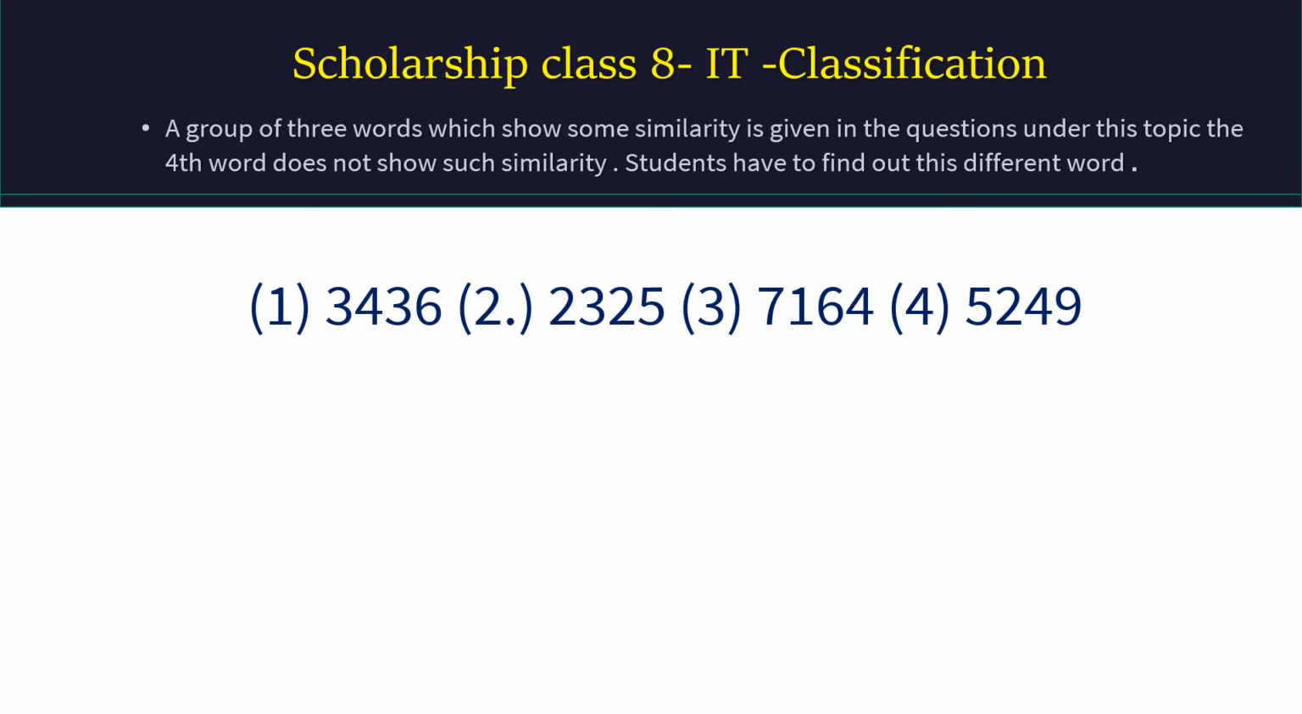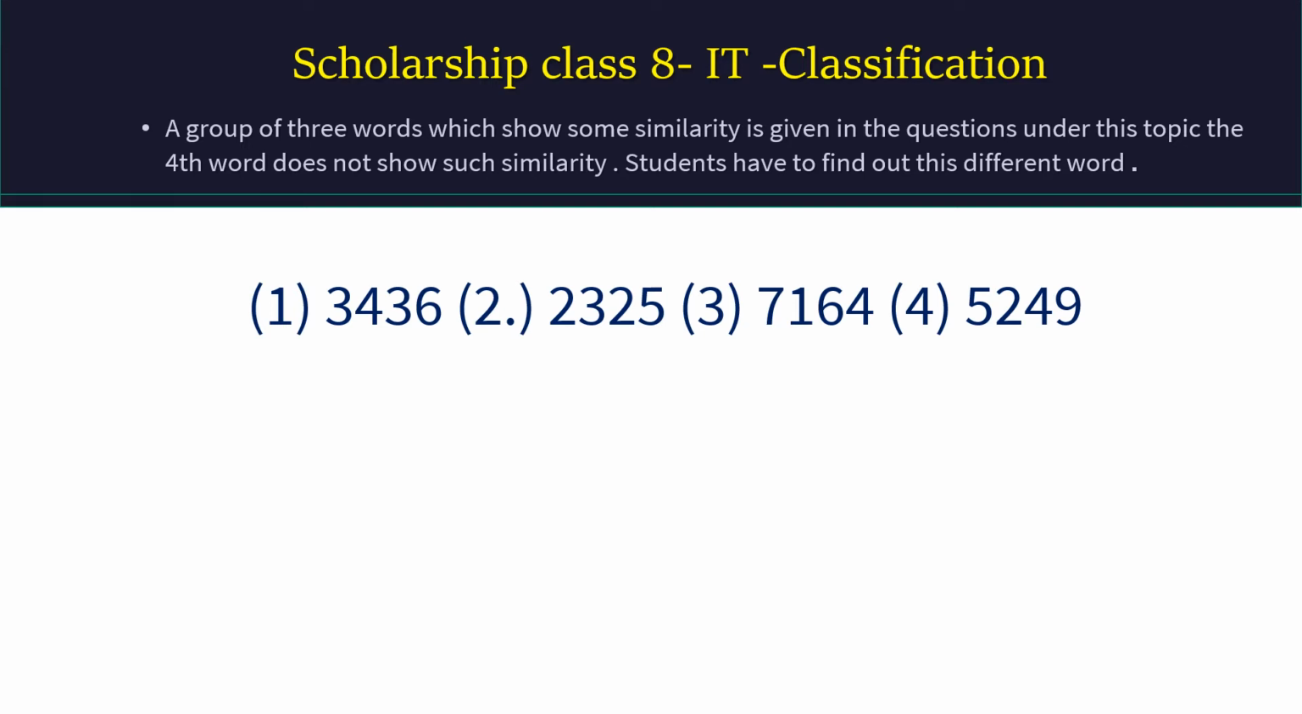Going ahead, this is numbers. I told you anything can be asked, and you have to find a way by which you can get the odd man out of the numbers given. The numbers are 3436, 2325, 7164, 5249. They can be anything in classification.